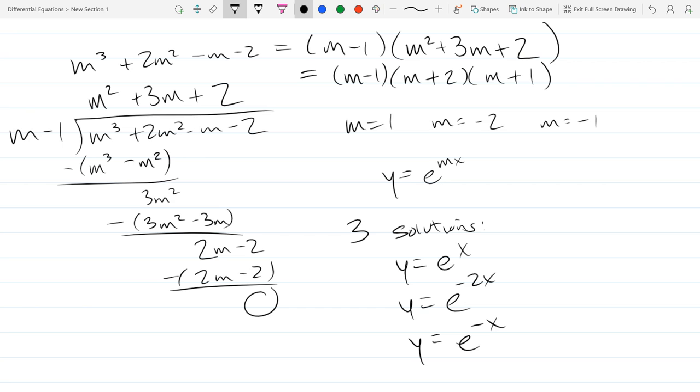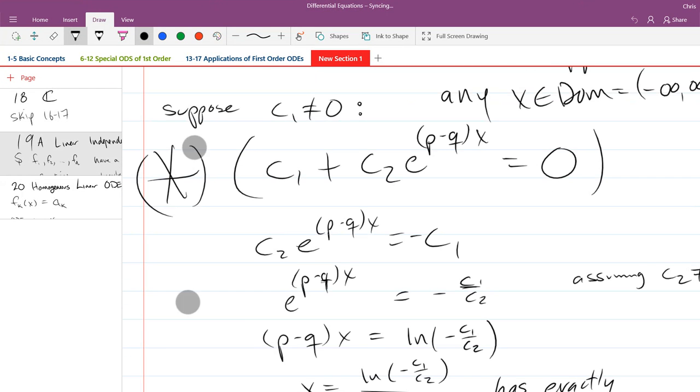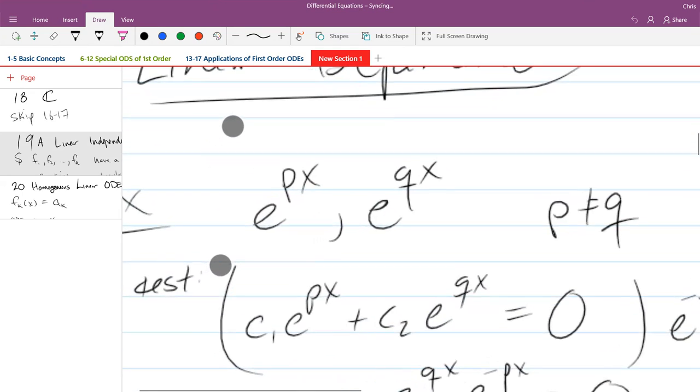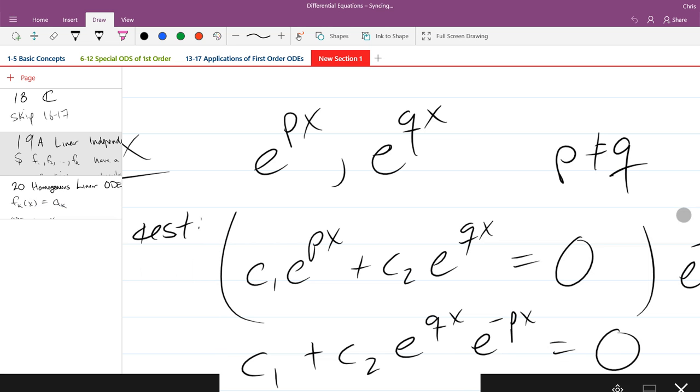So are these linearly independent solutions? That's a little tricky. We proved that if the coefficient of x is not the same, then they're linearly independent. So we did that a little while ago. You're all looking like you don't believe me. Totally reasonable. So we showed those two were linearly independent when p is not q. Yes, we did. So we got three of these different forms, and none of the coefficients are the same. So we got three linearly independent solutions.